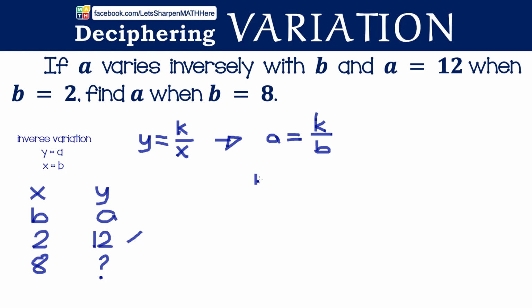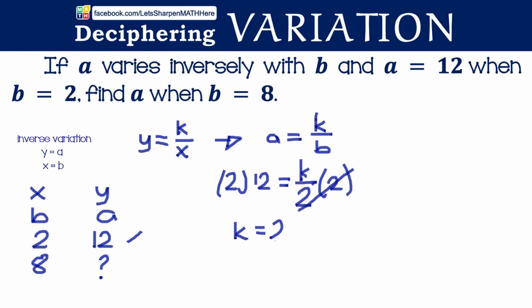So 12 is equal to K over 2. Multiplying both sides by 2 to get rid of this, you also multiply it here. You'll get a result of K, which is equal to 24. This same value will be used to determine the unknown in the next step.